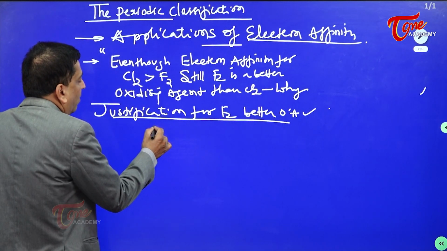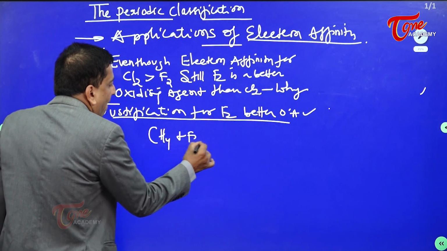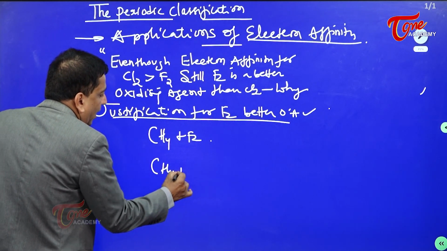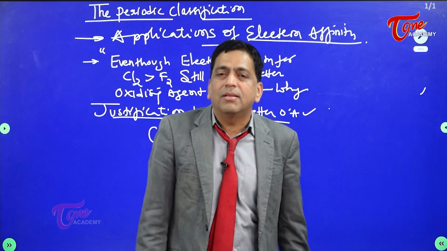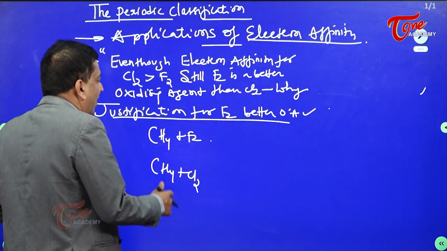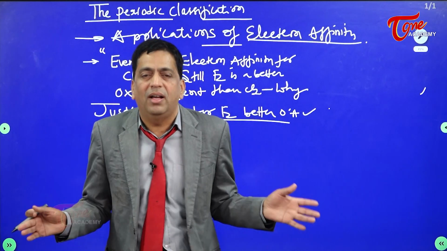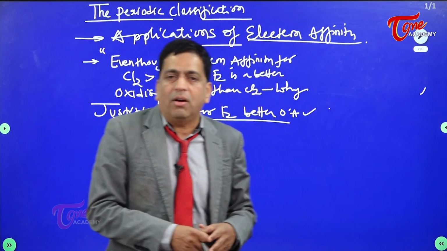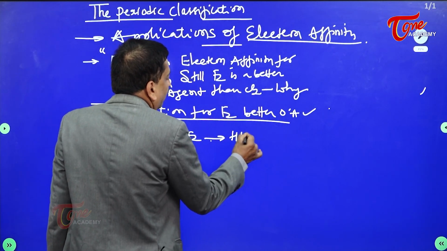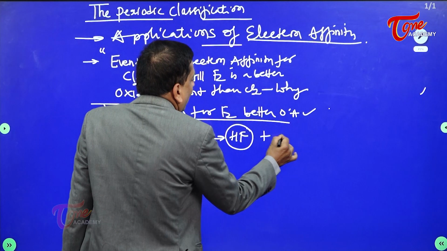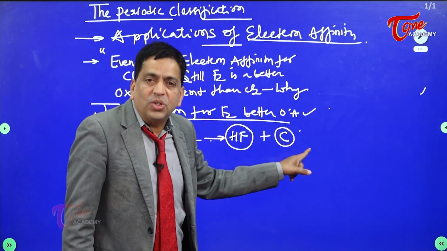If you actually look into the reaction between methane and fluorine, and let us compare methane and chlorine. Methane and fluorine, and methane and what? Chlorine. And look into this. Not only methane, you take any organic compound, methane, ethane, benzene, whatever, any hydrocarbon you take, treat it with fluorine, straight away you get HF. And the carbon is reduced to C.